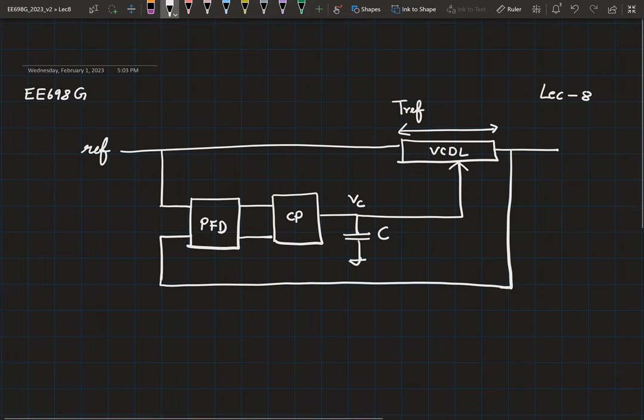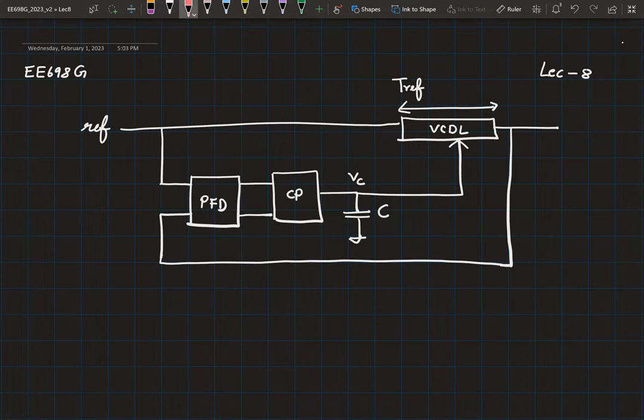Now in the presence of non-idealities, instead of locking to TREF, it may lock to the minimum delay of the VCDL. This is called false locking or stuck locking. It may lock to the harmonics of the reference period, in which case we say that it is harmonically locked, or it may lock with some static phase offset. So it's an offset, it is static, it doesn't vary from one period to the other, and we use the term phase to differentiate it from any voltage or current offset. It is in phase domain or time domain.